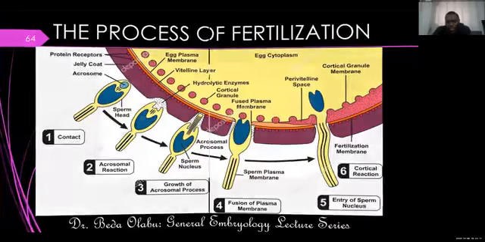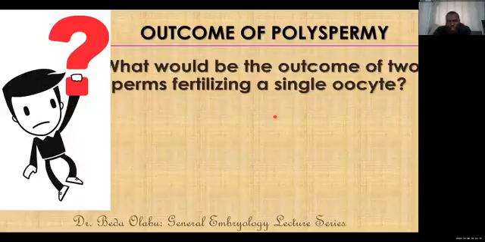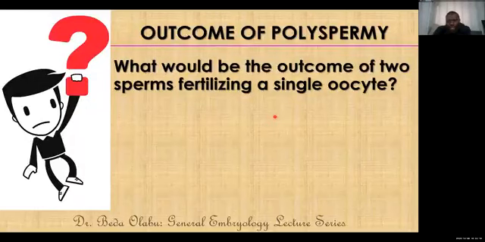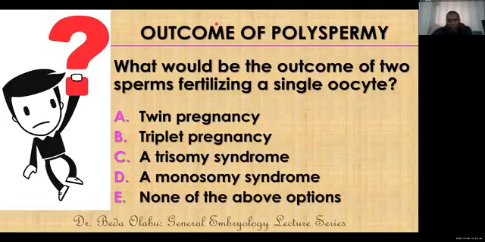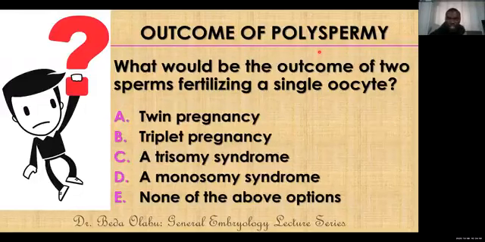Perhaps I ask you a question at this point. And this is the question. What would be the outcome of two sperms fertilizing a single oocyte? I want you to answer it in the poll. Okay, the poll is now with you. Just answer that. You have 1 minute for it. All right, everyone has.